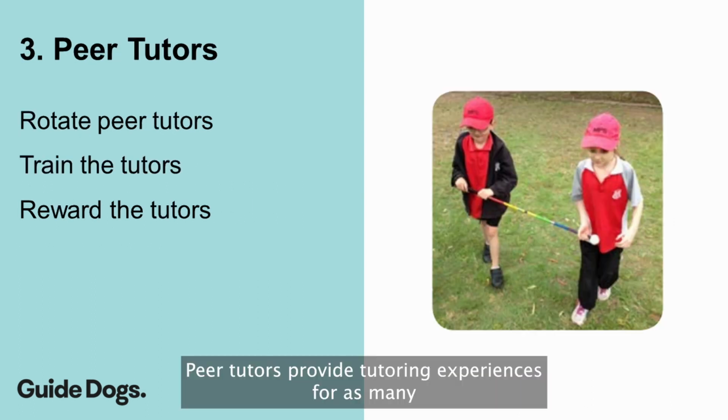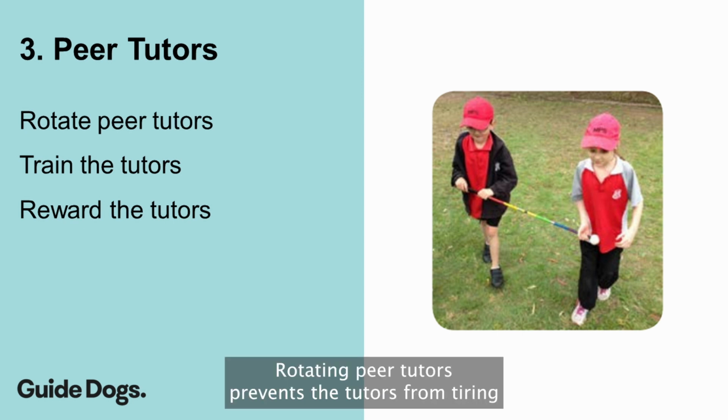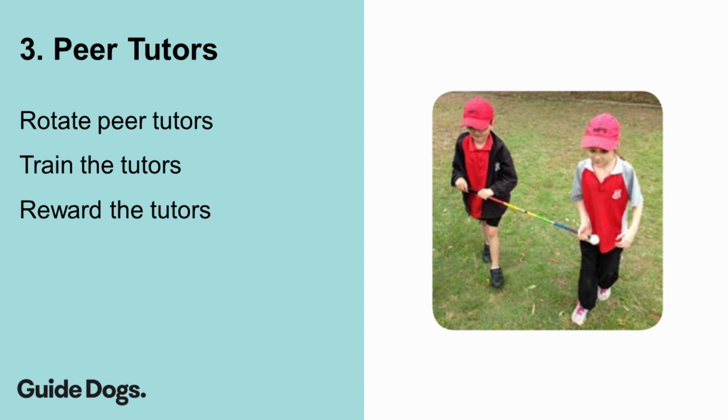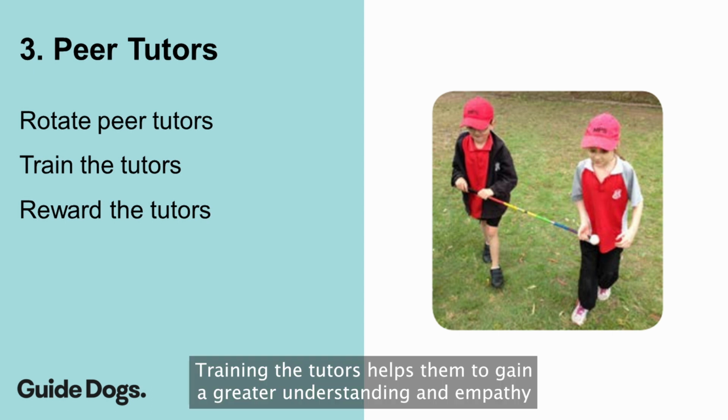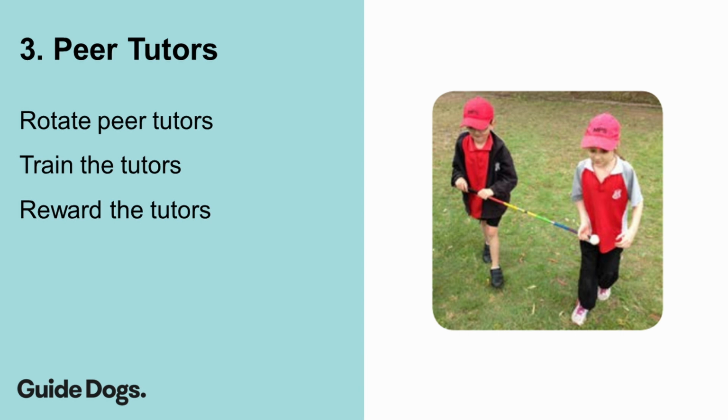Peer tutors. Provide tutoring experiences for as many peers as possible. Rotating peer tutors prevents the tutors from tiring and provides a wider range of social interactions for the student. Training the tutors helps them to gain a greater understanding and empathy for students with low vision or blindness and improve their formal PE skills.